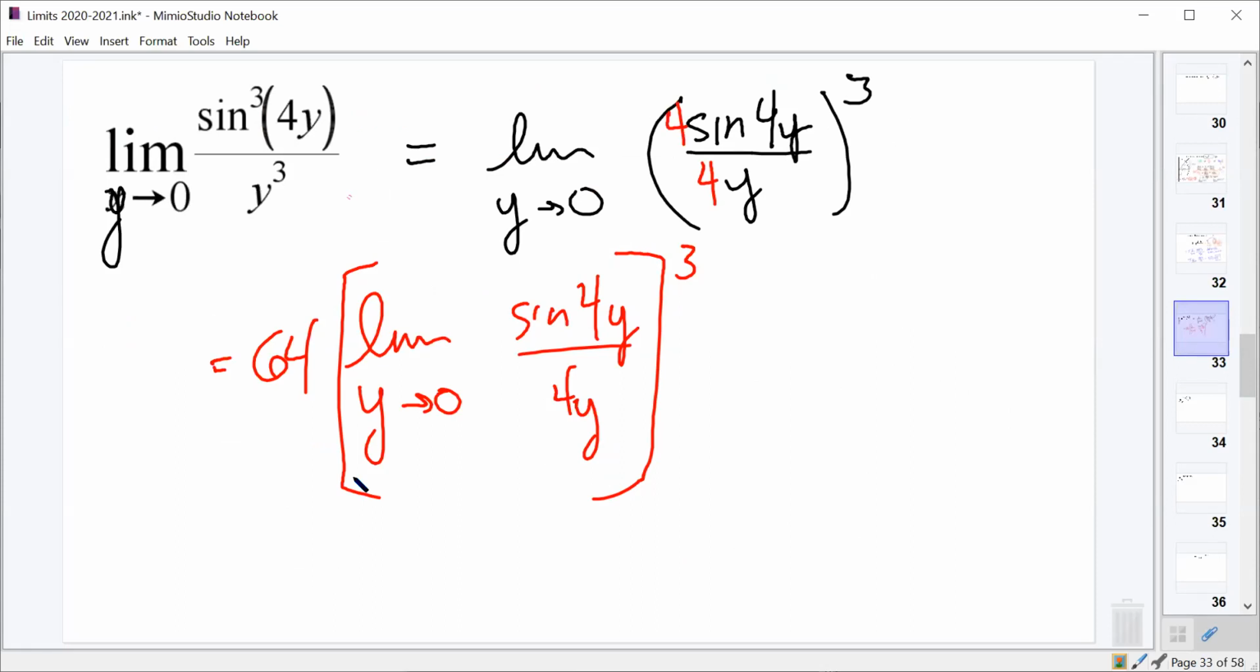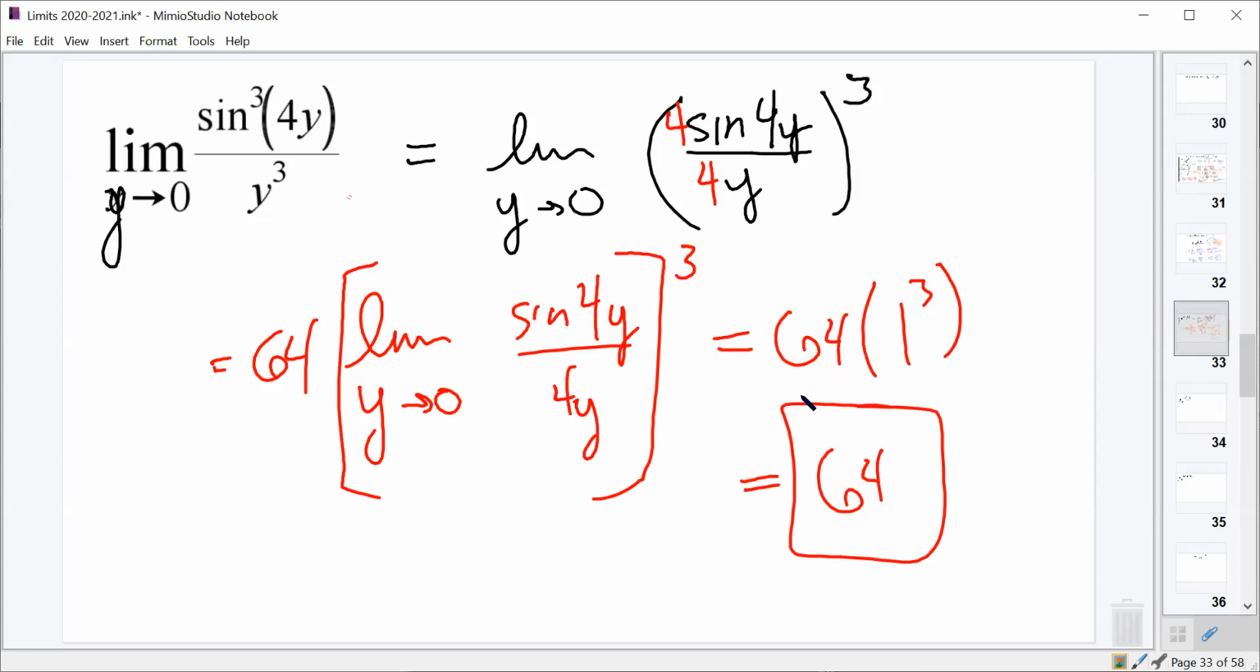1. Should be 1. The reason it's still 1 is that same thing. We could do a substitution and replace the 4y with a variable and show that that same variable is approaching 0. But from now on, you're not going to have to show that. Anytime it's a limit as the variable approaches 0 of the sine of something over that same thing, it's always going to just be 1. So this just becomes 64 times 1 cubed, or just 64. Easy enough. Any questions on that?